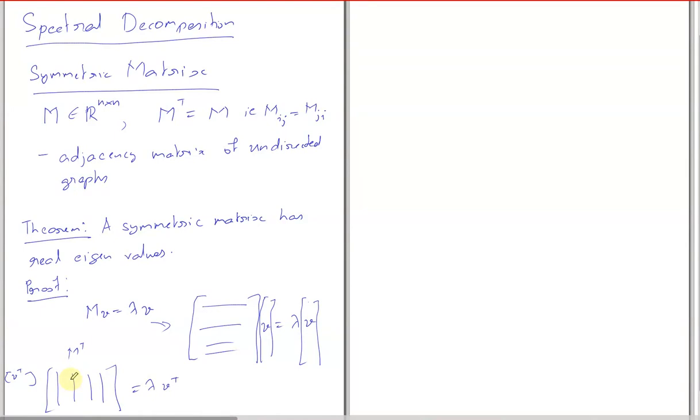Sir, one doubt. Yeah. The right eigenvector will be of dimension n cross 1 and the left will be 1 cross n, no, sir? Yeah. So, they are the same, meaning one is the transpose of the other. Okay, sir.